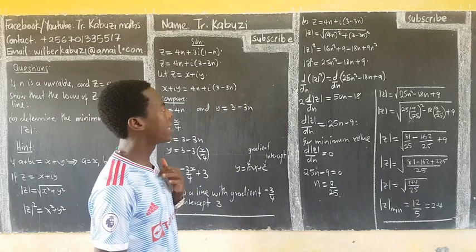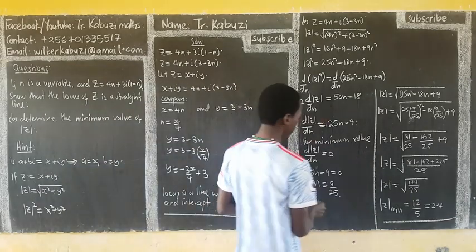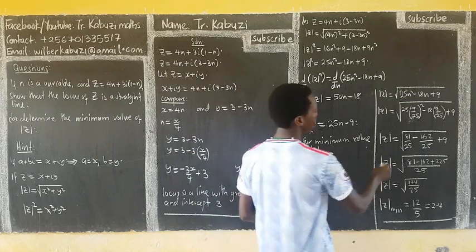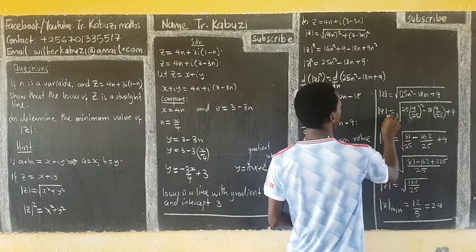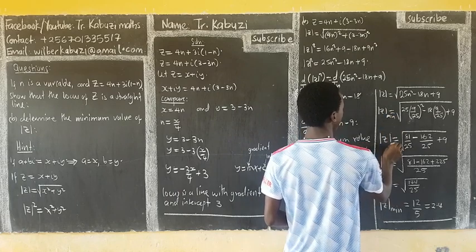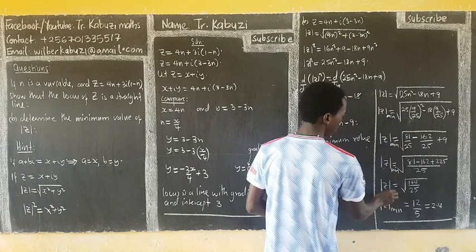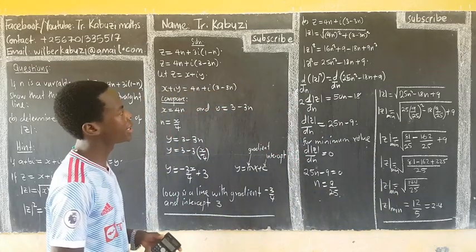Or you can use the idea of completing squares if you want. Here we are putting z min because this is the value of n at the minimum. When I put in that value, I get z min, the minimum value of that z. That's how we handle it.